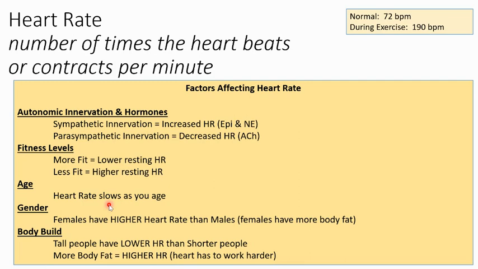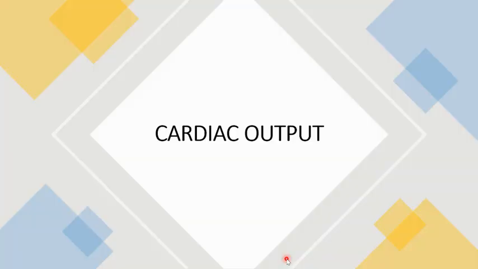Age: heart rate actually slows as you age. Females just generally have a higher heart rate than males because females have more body fat than males. Tall people have a lower heart rate than shorter people. More body fat equals a higher heart rate. The heart has to work harder. So know your factors affecting heart rate.